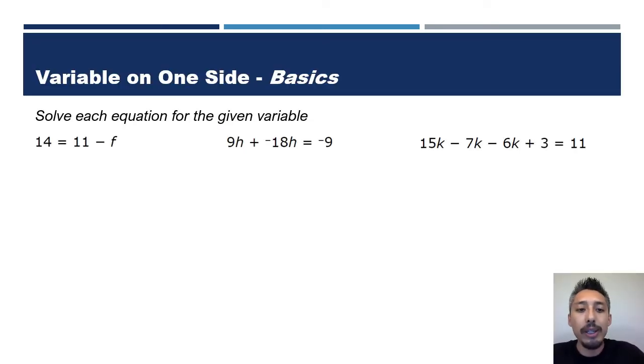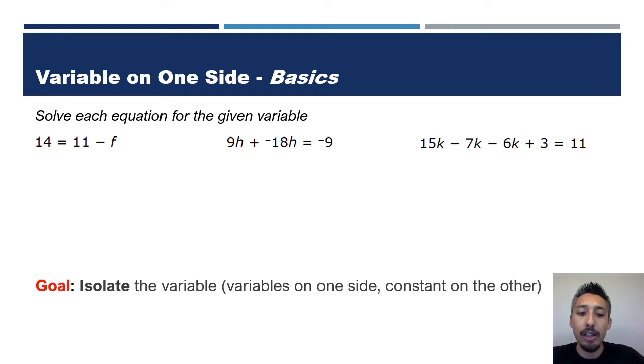Here are our first three examples. Each of these examples has variables only on one side of the equal sign. And we're being asked to solve each equation for the given variable. When we are solving, remember that our goal is to isolate the variable. We're trying to get our variables on one side of the equation and our constants on the other side. In this case, because of the type of problems, we already technically have variables on one side of the equation. We don't really have to worry about that too much, but we have to make sure to get all constants, all regular numbers, to the other side.